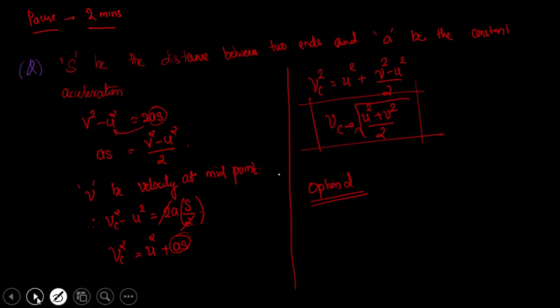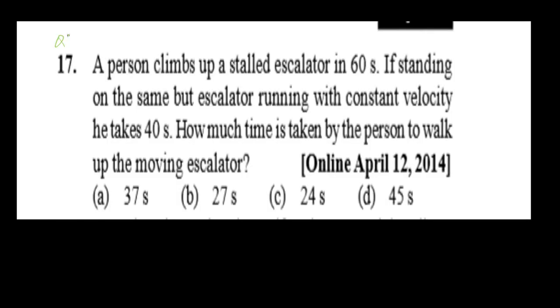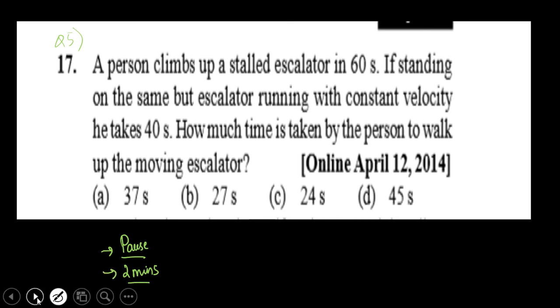And let's move to question number 5, our final question. A person climbs up a stalled escalator in 60 seconds. If standing on the same escalator running with constant velocity, he takes 40 seconds. How much time is taken by the person to walk up the moving escalator? So this is the question. Guys, pause your screen, take 2 minutes, and solve the problem. Solve the problem, then come back. Yes, let's do the solution.